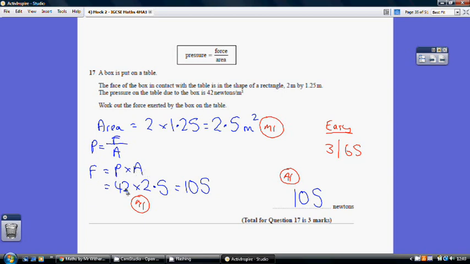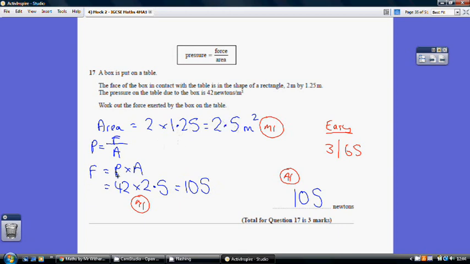We've been told that the pressure is 42. We need to work out the area. The rectangular shape is 2 meters by 1.25. How do you work out the area of a rectangle? It's just base times height. So that's 2 times 1.25, which is 2.5.